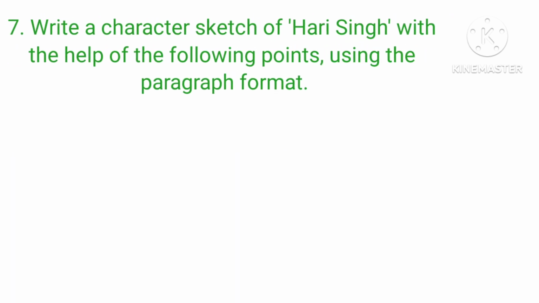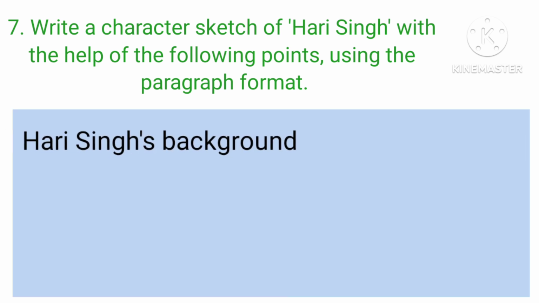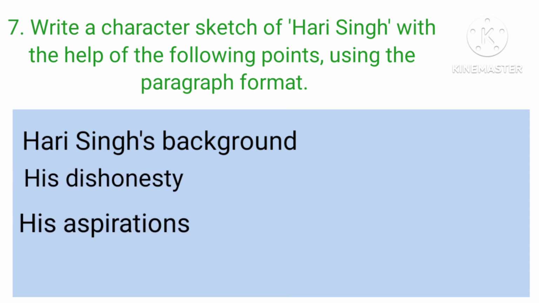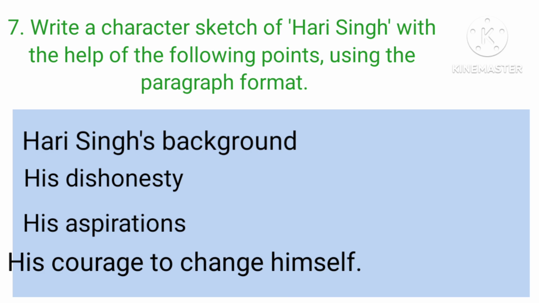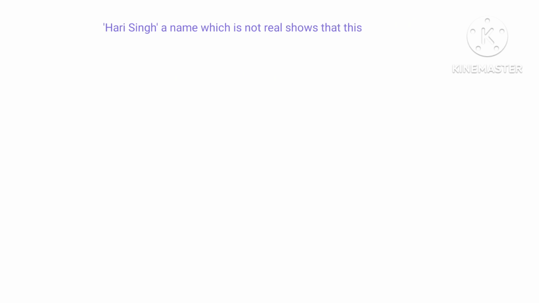Seventh activity: Write a character sketch of Hari Singh with the help of the following points using the paragraph format, and those points are given. Hari Singh's background: his dishonesty, his aspirations, his courage to change himself. Now we have to write a paragraph.